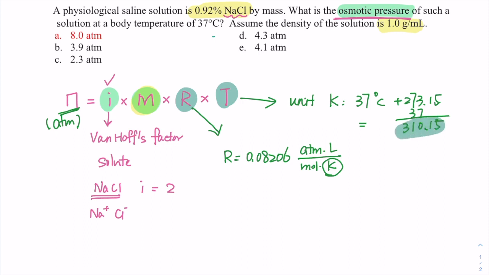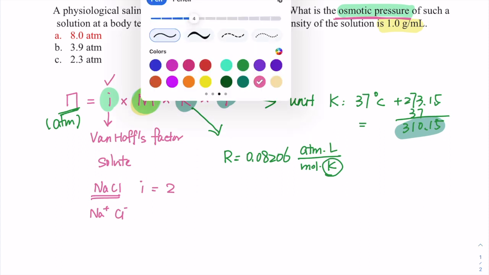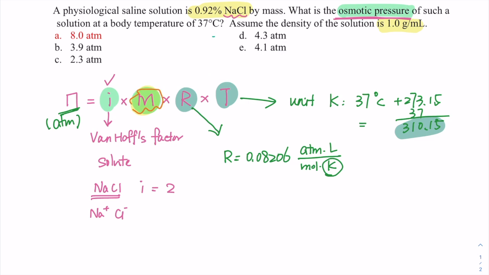Now we really just need to figure out the molarity. As you just realized, we have a mass percent and a density. Density is about the whole solution. The mass percent is 0.92% sodium chloride by mass, in terms of the whole solution.